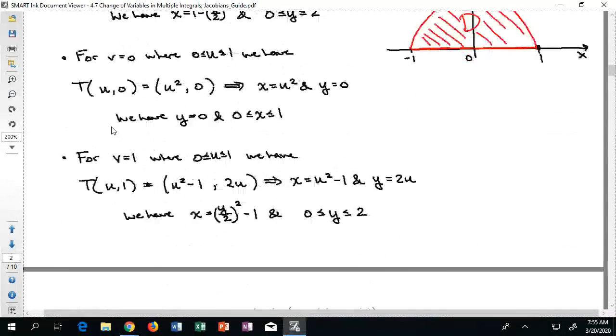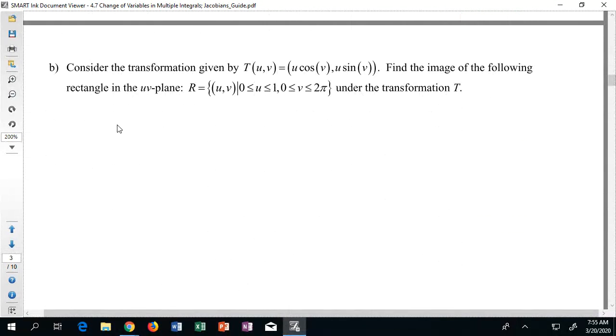All right, in this video, we're going to take a look at another question again, where we're going to take a transformation and we're going to take a region in the UV plane, and we're going to modify it and change it into a region in the XY plane.